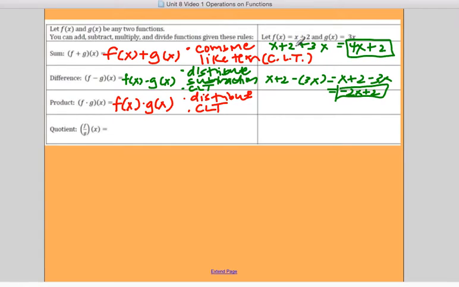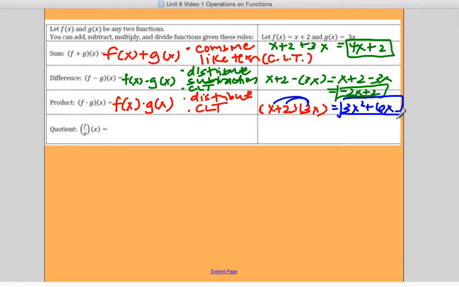So we have f of x times g of x. So we would have x plus 2 times our g of x function, which is 3x. So we're distributing. This times this gives us 3x squared, and 2 times 3x is plus 6x. Combine like terms. There are no like terms to be combined here, so there is my answer for that one.